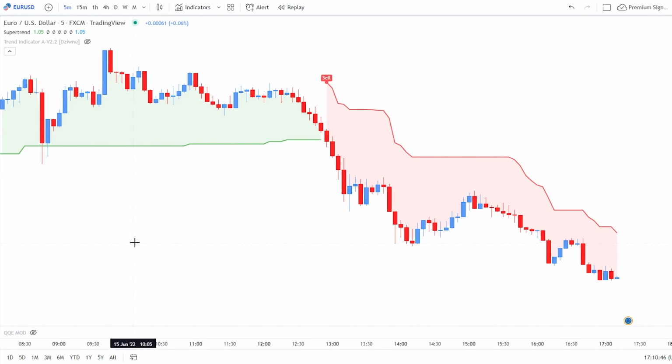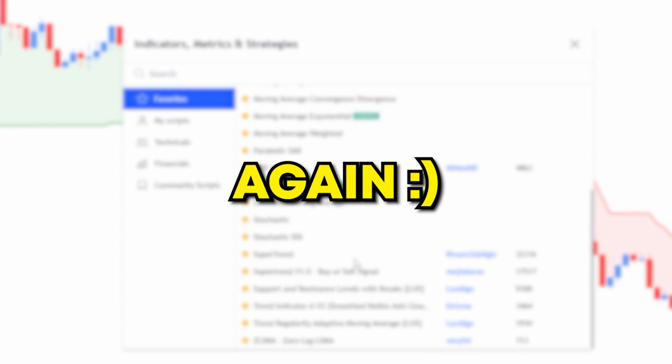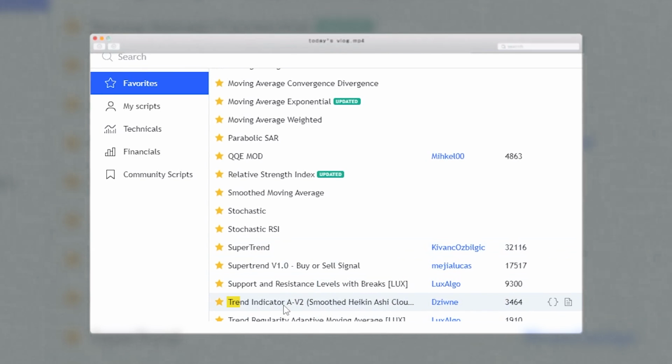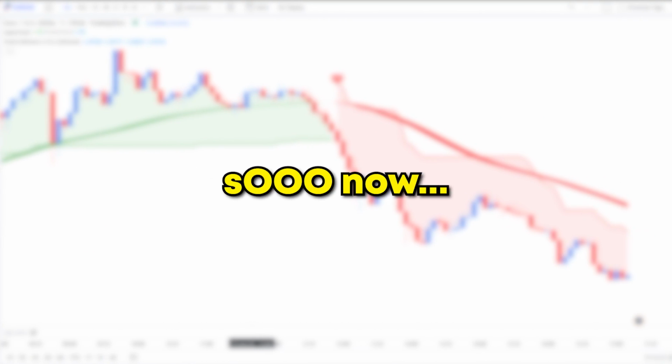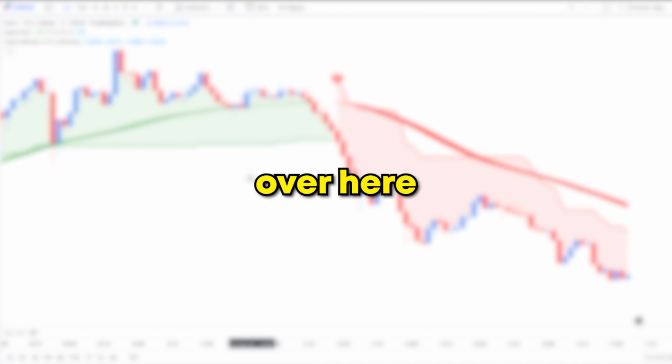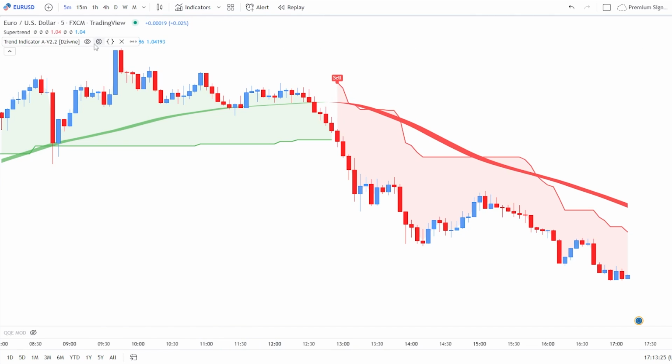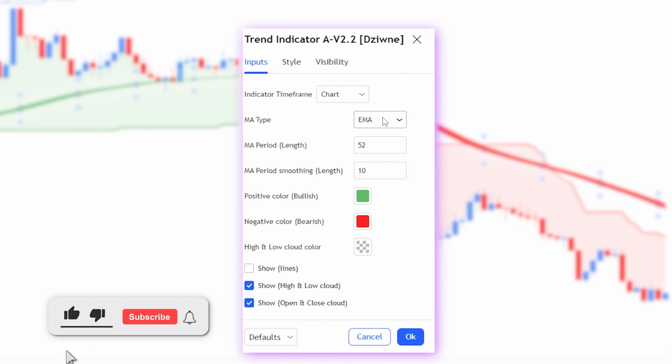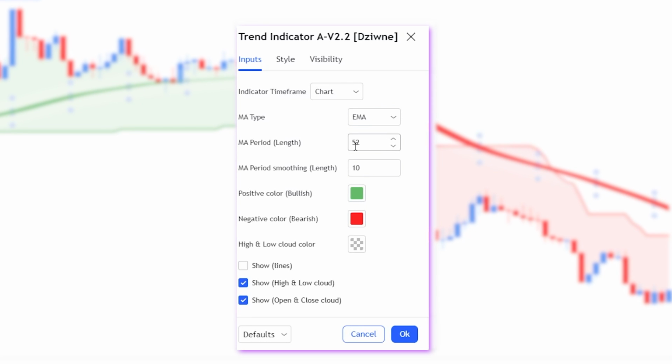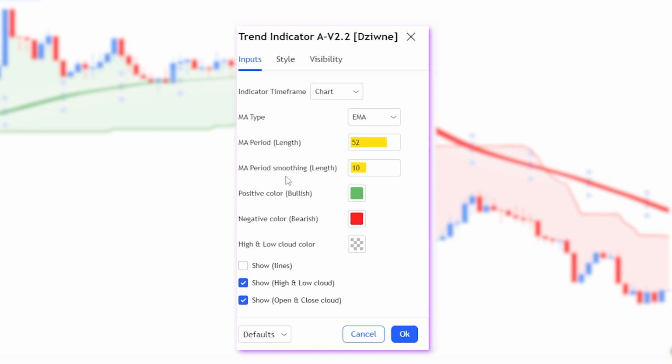Moving to the next one, click on indicators again and type trend indicator like that, by this creator. Now we will need to change a few bits and bobs in the input section for this specific indicator. As long as I remember, the moving average type comes up as this one, but you will have to change it to exponential moving average and simply copy these values. So MA period 52 and MA period smoothing will be a value of 10.